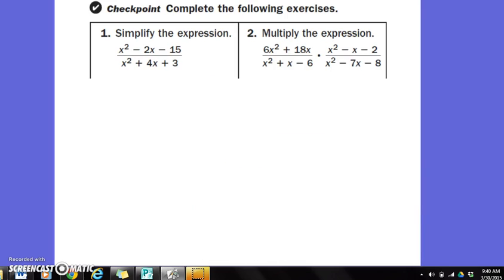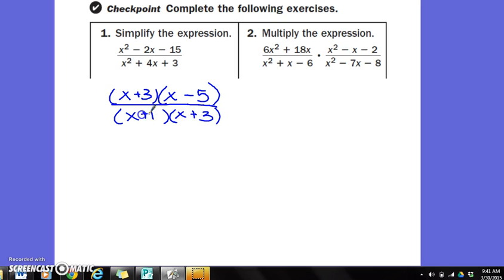All right, let's simplify these. Here's the first one. You'd factor x and x. Factors of 15 are 5 and 3. You need a negative middle term. Here you get x and x. Factors of 3 are 3 and 1. Everything's positive. So the only thing that cancels is x plus 3 with x plus 3. Those cancel and go away. You're left with x minus 5 over x plus 1. Nothing cancels when you have an addition or subtraction sign. If they do, we will go over it more later.